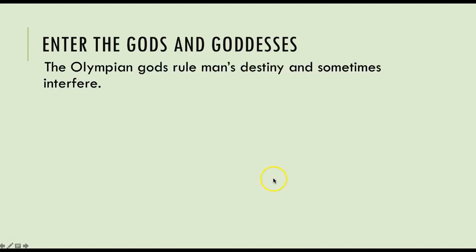Okay, so here we go with the gods and goddesses. Now, the Olympian gods were put on Earth, or put in the lives of men on Earth, to rule their destiny, and sometimes they interfered with what people were doing on Earth. Sometimes they interfered in favorable ways, so the people wanted them to interfere, and sometimes they did so and it was not considered favorable.